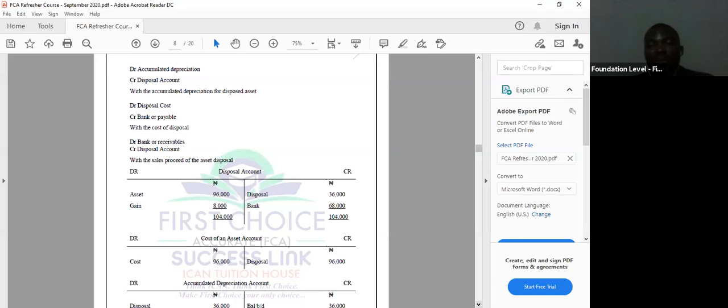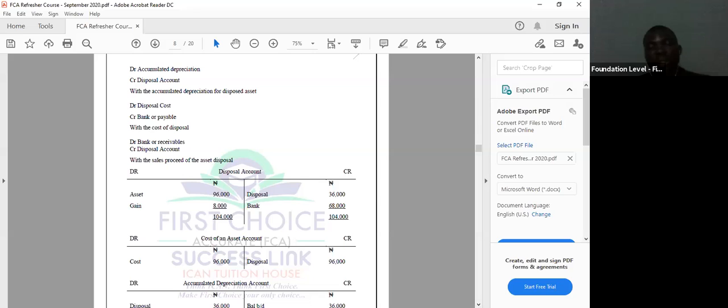Once you have done this second step, you are left with just a single step. And that single step is the sales proceeds. Your bank receives it, so you have to credit your disposal account. When you credit your disposal account, the balancing figure between the left and the right hand side will tell you if it's gain or loss. If the balancing figure is on the debit side, it is a gain. But if the balancing figure is on the credit side, it is a loss. Okay, so let's look at the initial example that we are talking about.